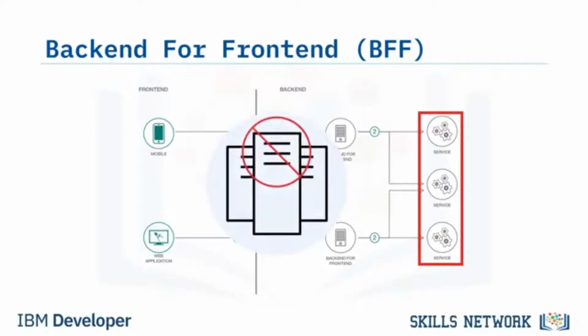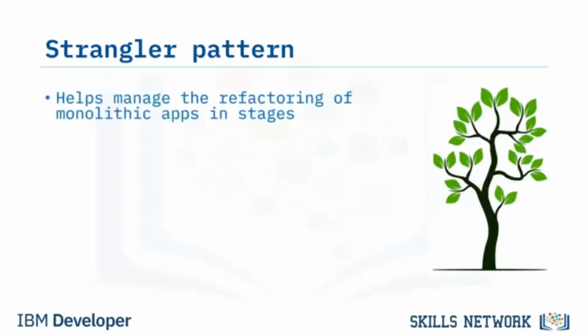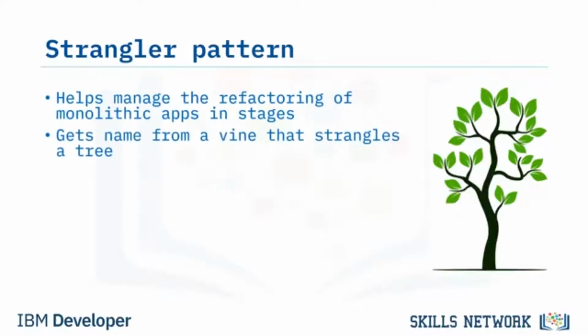Instead of having a monolithic app that checks which channel is needed and then contains all the logic to prepare the user experience for that channel, you apply microservice architecture to separate the monolithic backend into distinct services that perform their specific, necessary tasks. The strangler pattern helps manage the refactoring of a monolithic application in stages. The pattern gets its metaphorical name from the garden phenomenon of a vine that strangles a tree.